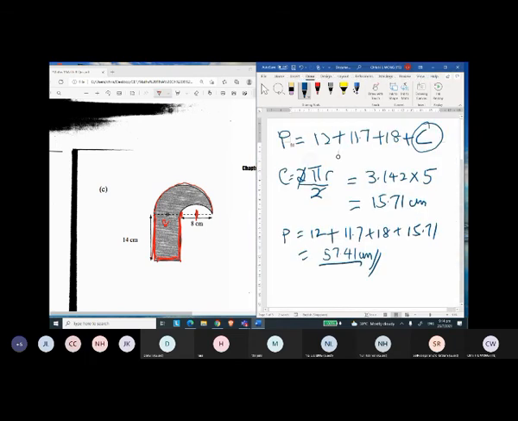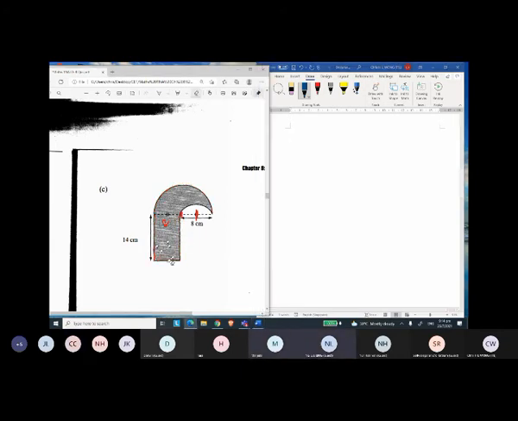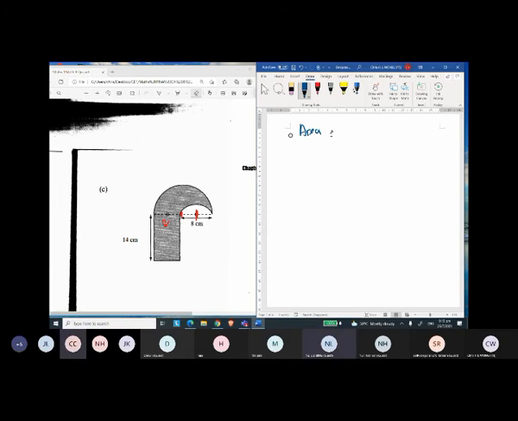Now I don't want perimeter, I want area. Okay, give me the area, one at a time. Which one do you want to calculate first? Shall we calculate the triangle first? The area of the big half circle, is it okay? Formula, please. Area of circle is pi r square.